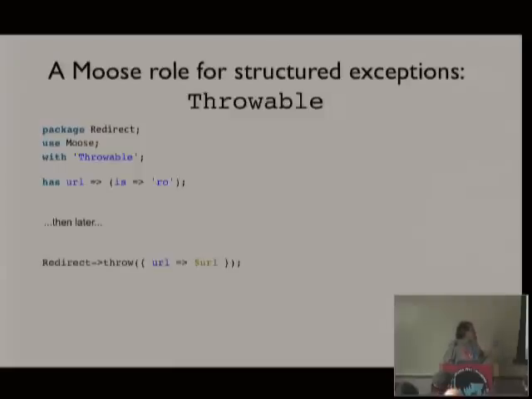So you're using Moose, and you say with Throwable, and then you just make a normal Moose class. You set up your exception hierarchy as just a series of Moose classes. Throwable gives you the throw method. And you just have your attribute slots just like normal. It's just Moose.